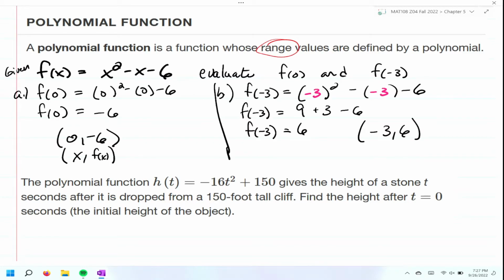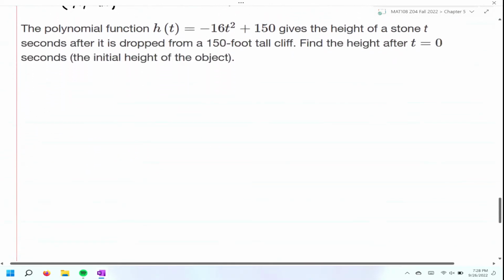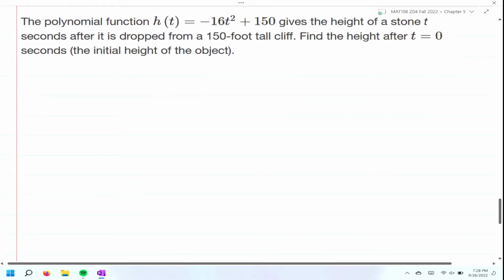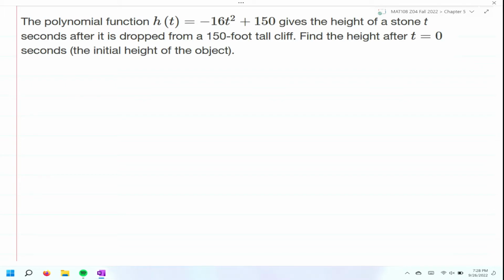Okay? Now, polynomial functions really help us out when you think about trajectories. One of the things that we're going to learn, and I'm going to show you right now, is this polynomial function, h of t equals negative 16 t to the second plus 150, which gives the height of a stone t seconds after it is dropped from a 150 foot tall cliff. Find the height after t equals 0 seconds.